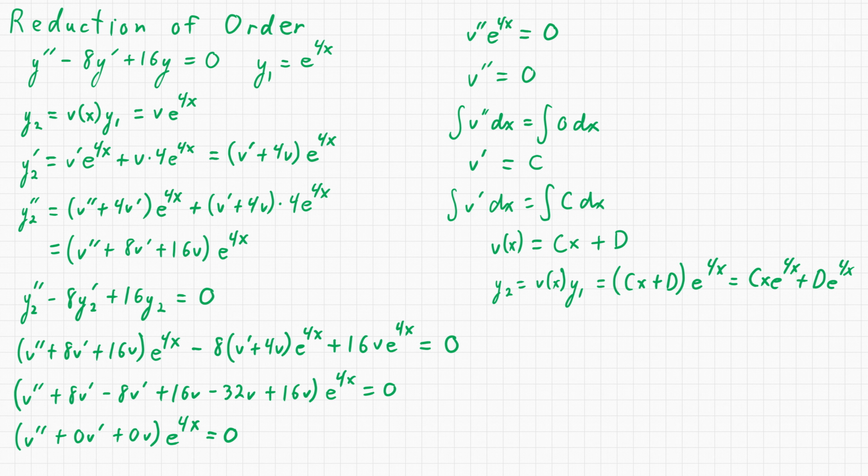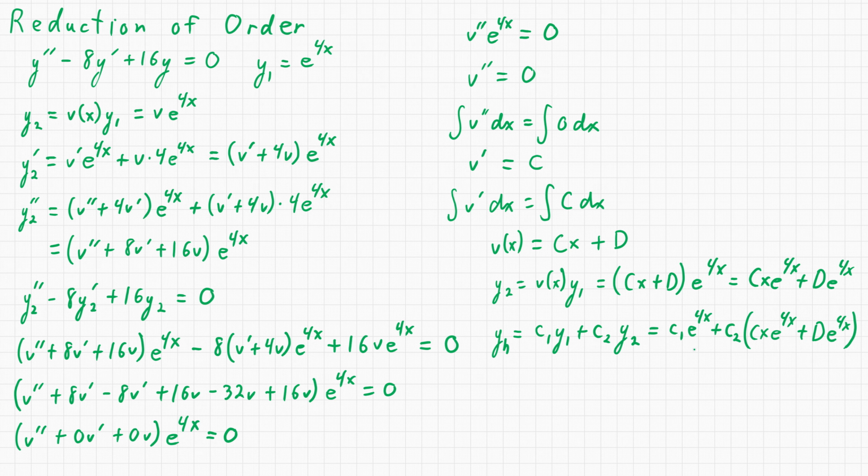Now if we went through and just blindly put that in for the homogeneous solutions, y homogeneous is equal to a constant c1 y1 plus c2 y2. That would give us c1 e to the 4x plus c2 times Cx e to the 4x plus D e to the 4x. So first, that's a lot of constants. So we have this capital C, capital D here. We have c1 and c2.